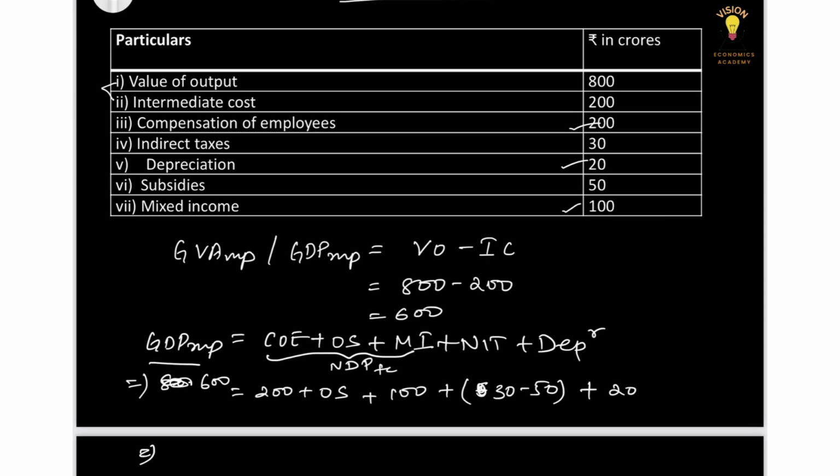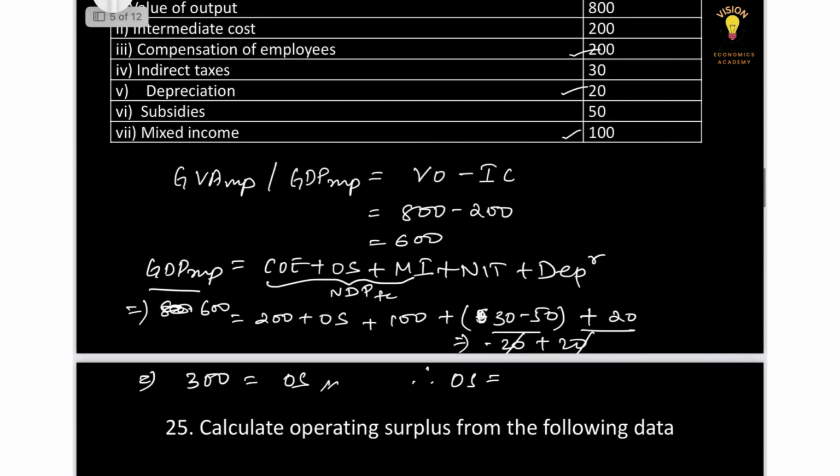Therefore 200 plus 100 is 300. 300 coming this side will give us 300. 600 minus 300, then operating surplus is 300. Here these two will get cancelled out: minus 20 plus 20 will get cancelled out. Then operating surplus is 300 crores.